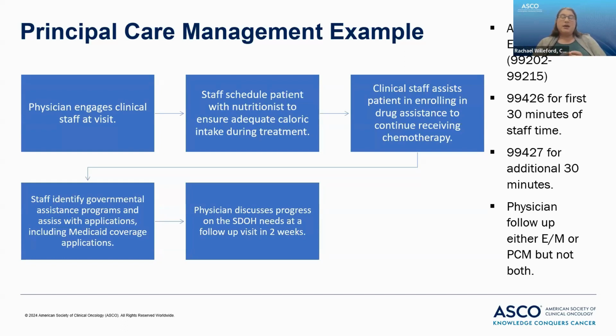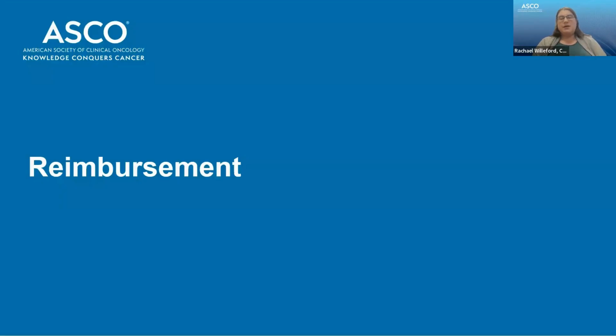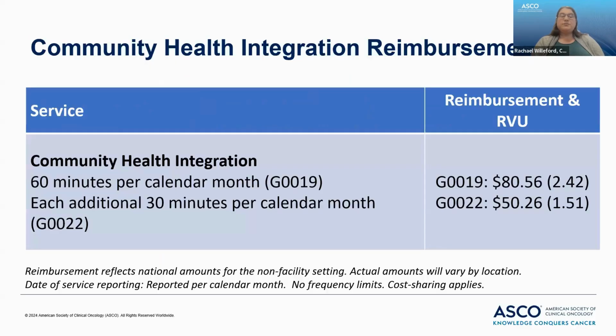Also, any ICD-10 codes that would identify psychosocial needs would also be reported within the patient's medical record. So reimbursement, what does reimbursement look like for these services? First, community health integration, the G0019, is going to be reimbursed at $80.56, and it has an RVU of 2.42.